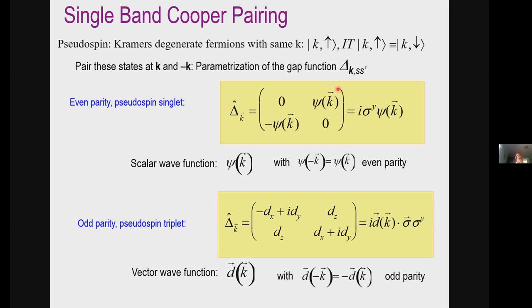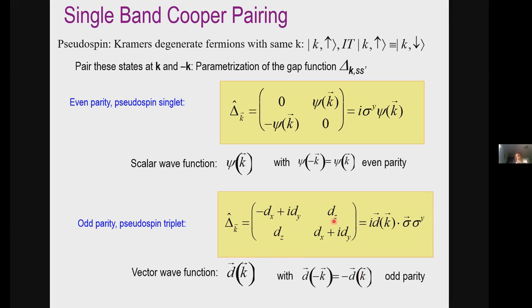And then under parity symmetry, we're required to have an even parity state, and so it's characterized by a scalar wave function psi of k that satisfies psi of k equals psi of minus k. Conversely, we can have a pairing that is symmetric in the spin channel, and that's what's drawn down here. In this case, anti-symmetry of the Cooper pair wave function requires that this function d is anti-symmetric under sign change of k. And so that's where the odd parity comes into play.